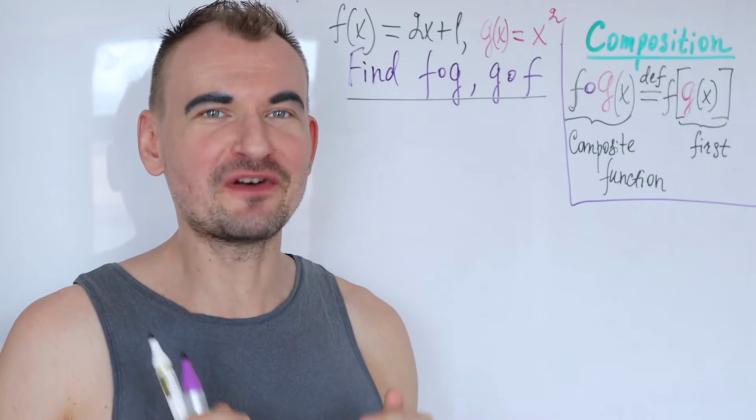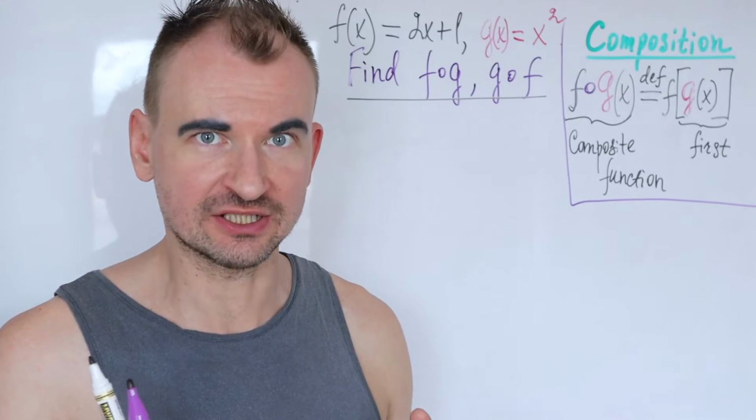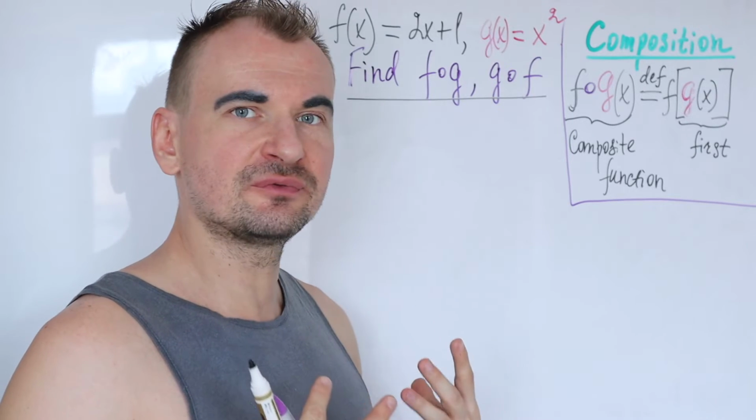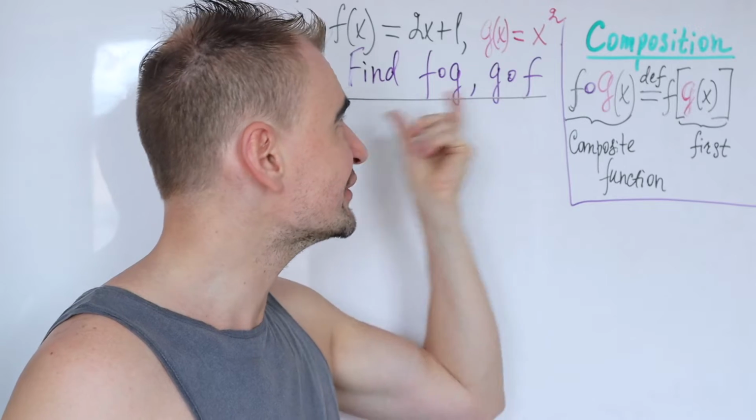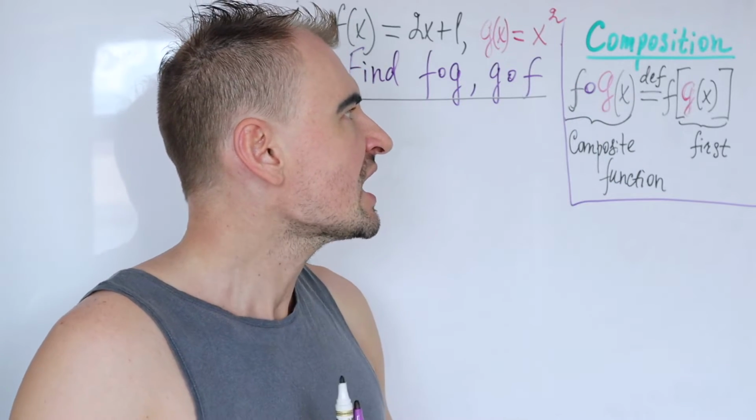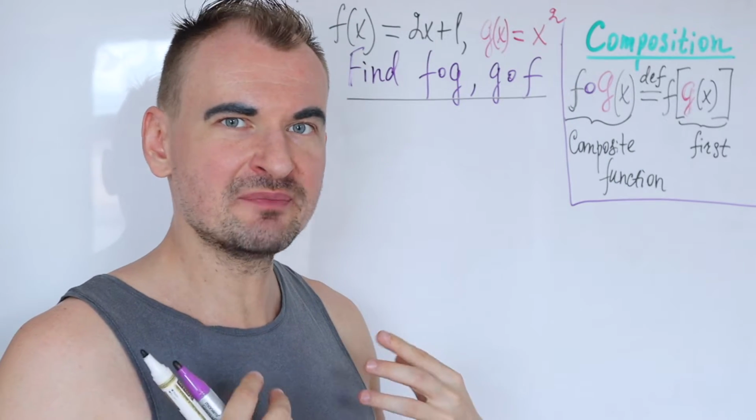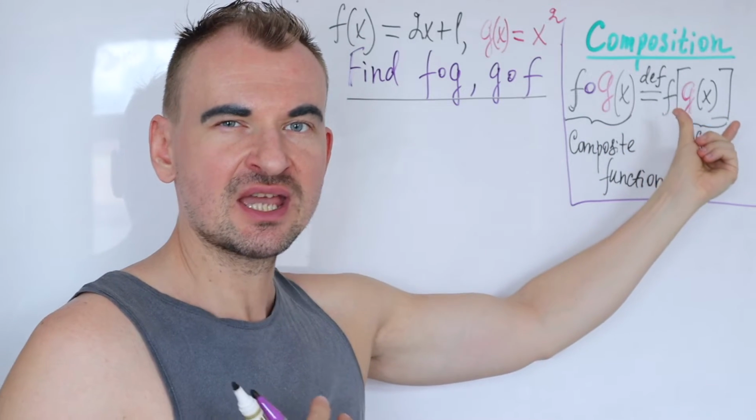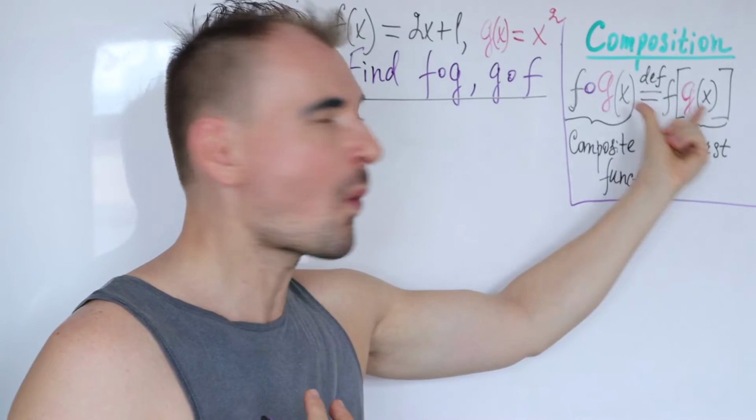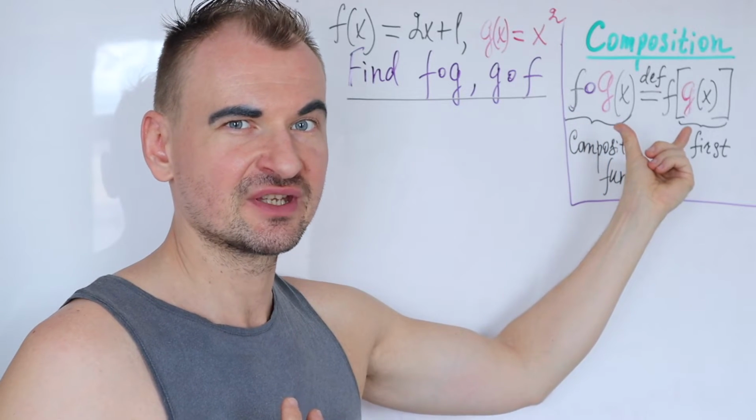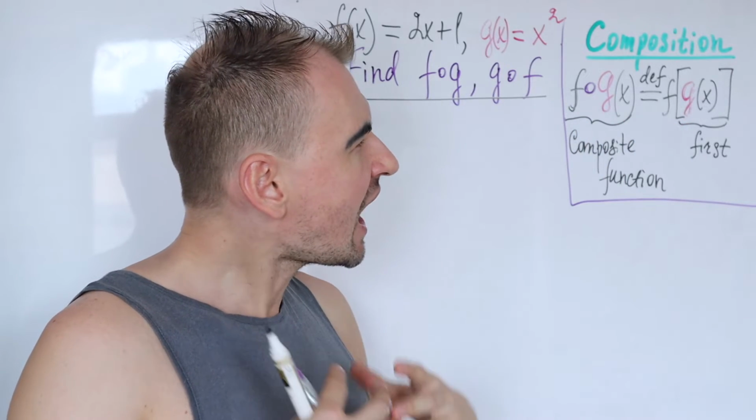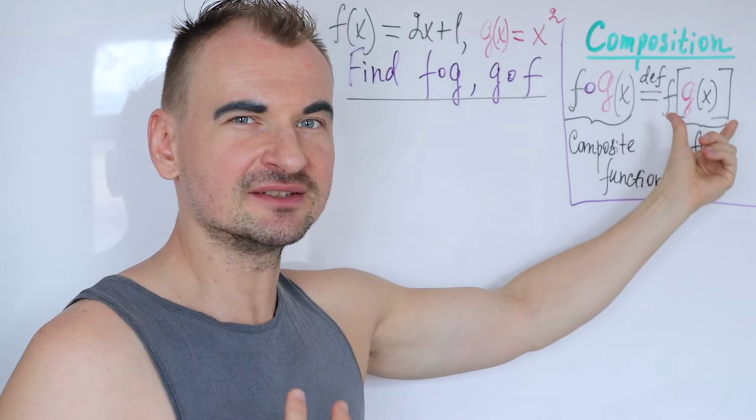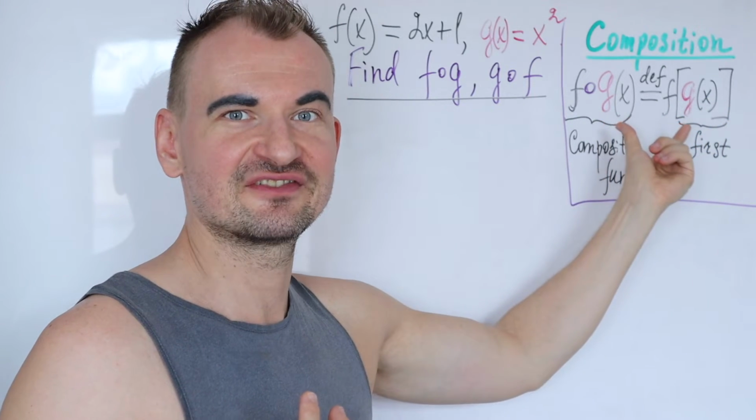Hey guys, how to find the composition of two functions? What is the composition? If you are given two functions, let's say f and g, a new function could be made by taking the g function as an input of f. So the output of the g function could be made the input of f.